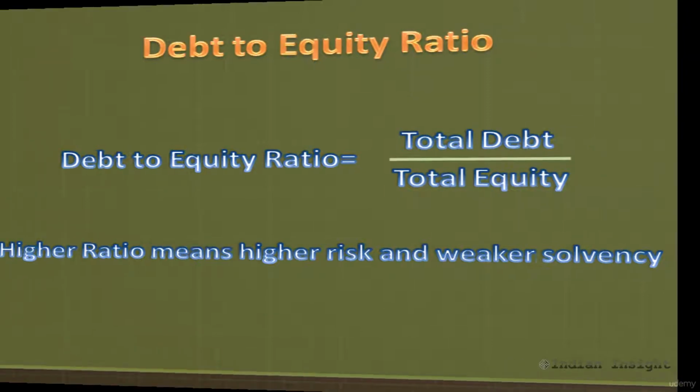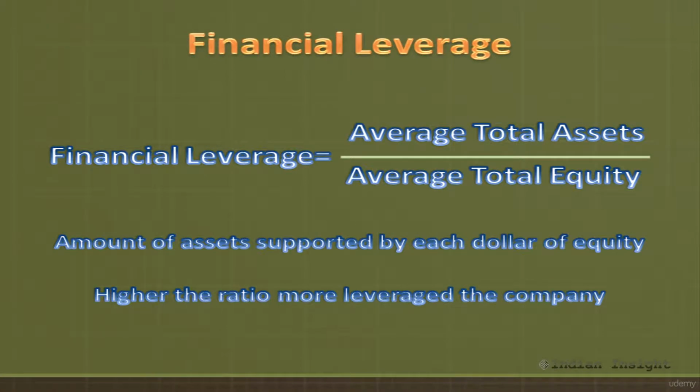The next ratio is the financial leverage ratio, which is obtained by dividing average total assets by average total equity. This ratio measures the amount of total assets supported by each dollar of equity. For example, a value of 3 for this ratio would mean that $1 of equity supports $3 of total assets. The higher the ratio, the more leveraged the company.